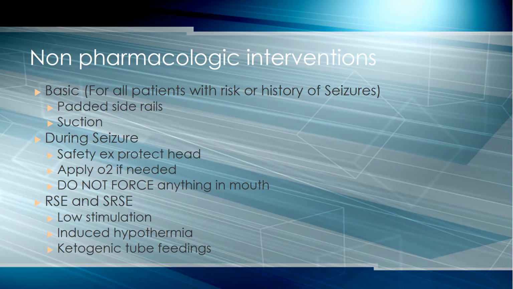Sometimes if we're having trouble controlling their seizures, we'll try to put them on a cooling blanket for induced hypothermia, try to do 96 degrees and maintain that. And sometimes we'll change their diet to a ketogenic diet. We'll order special tube feeds, and we'll be giving that and checking frequent blood sugars and urine ketones to follow that.